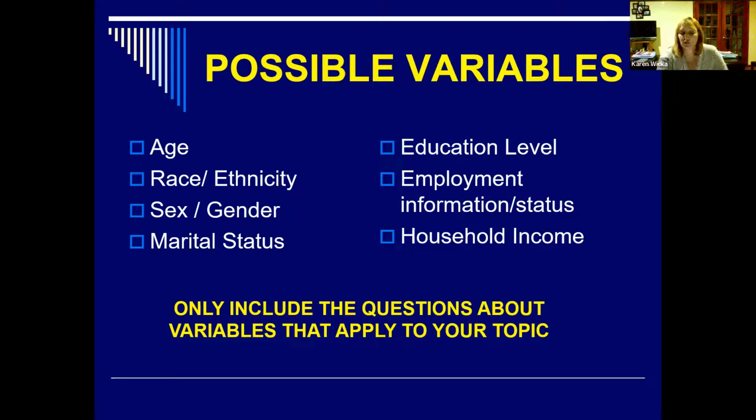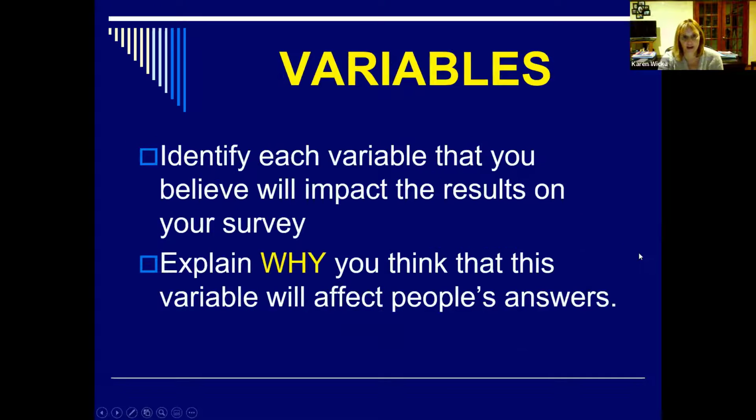And only include the ones that apply to your topic. I would think you probably wouldn't have more than 5 variable questions at the most. So you're only going to have about 5 questions or less asking them about this information. You're not going to have every single one. Just think about the ones that apply to your topic. Okay, so identify each variable that you believe will impact it, and then explain why you think that's a good variable. So that's part of your plan.